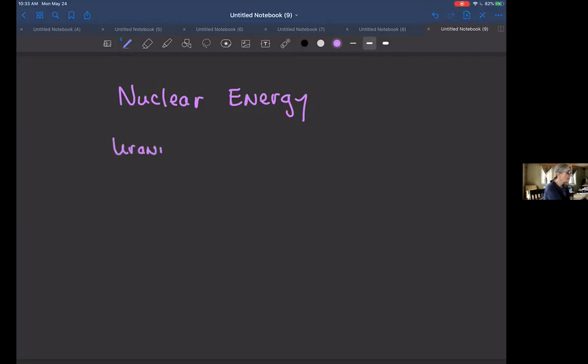And so uranium generally is not found in high concentrations in any one particular place on the planet. So it is diffuse. So we have to go in and we have to find the uranium deposits, and then we have to extract and concentrate the uranium. So the uranium that is used for nuclear energy is uranium-235. And so this is a radioactive isotope.